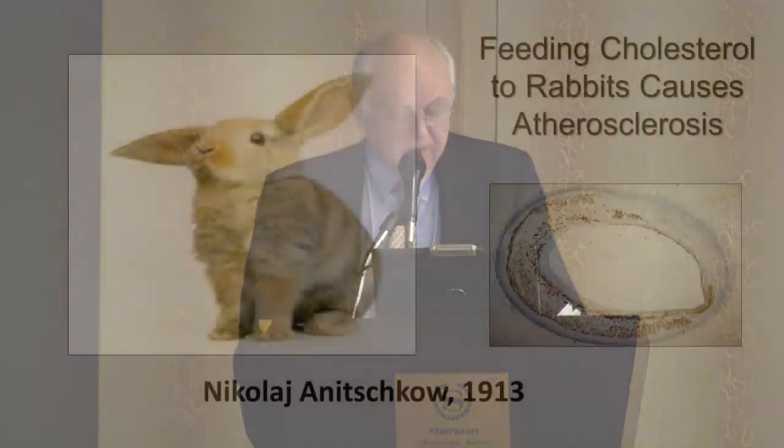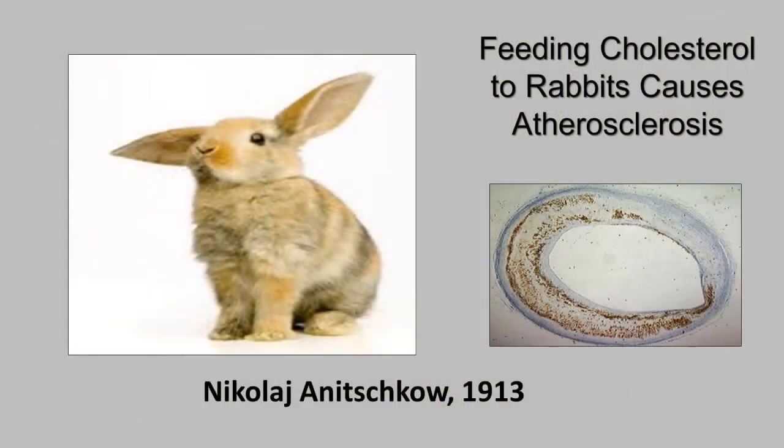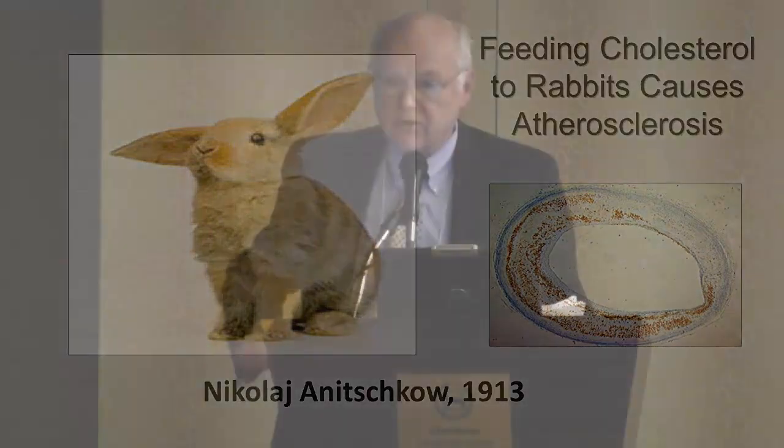Then in 1913, a Russian physiologist fed high doses of cholesterol to rabbits and showed that cholesterol caused atherosclerotic changes in the rabbit's arterial intima, like that seen in human atherosclerosis. Over the ensuing decades, other investigators did atherosclerosis research on cholesterol-fed rabbits, which they cited in support of the diet cholesterol theory of heart disease.